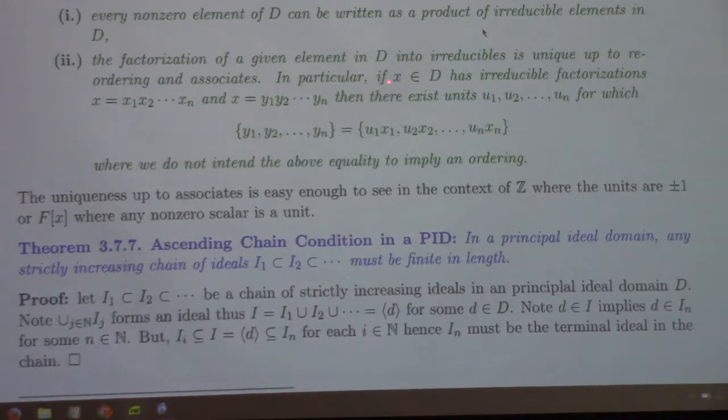In other words, if you can take x in D, non-zero, and x is equal to the product of x1 through xn, and x is also equal to the product of y1 through yn, irreducibles, then it follows that there exist units, u1 through un, such that you can associate the x's with the y's. And these are not ordered sets. I mean, they have to match up somehow. I'm not saying that 1 goes to 1 and 2 goes to 2. I'm saying 1 can go to n. Who knows exactly? But there's some reordering, right?